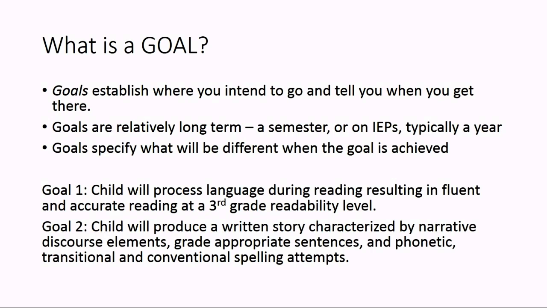They're relatively long-term, a semester, or on IEPs, typically a year, and they specify what will be different when the goal is achieved. So, for example, in Goal 1, the child will process language during reading, resulting in fluent and accurate reading at a third grade readability level. We just assessed our children and we found out that a lot of them could not read at grade level, that they read with poor intonation, poor phrasing, and could not answer the comprehension questions. So we're going to improve. If they were reading at a second grade level, we're going to improve that to a third grade level, but actually have fluent reading and accurate reading.